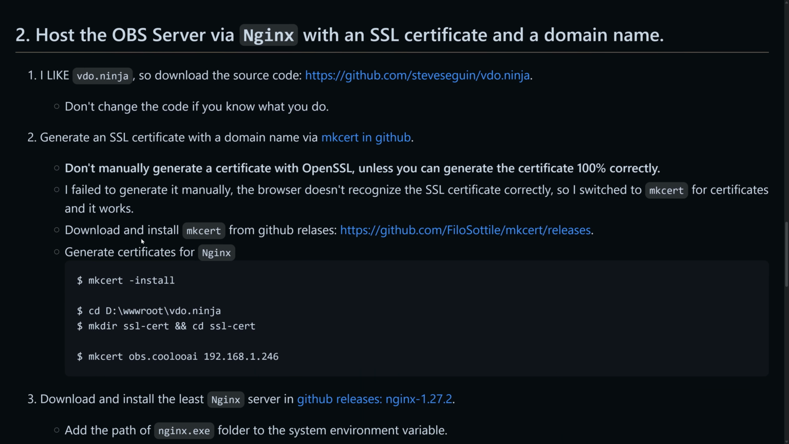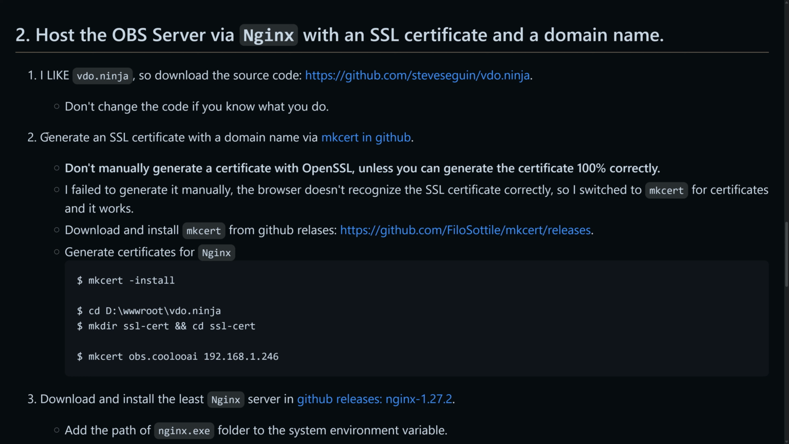Second, host the OBS server via Nginx with an SSL certificate and a domain name. I like vdo.ninja as the OBS server. It's very simple to operate. So download the source code in GitHub and put it in a directory. Don't change the code if you don't know what you're doing.